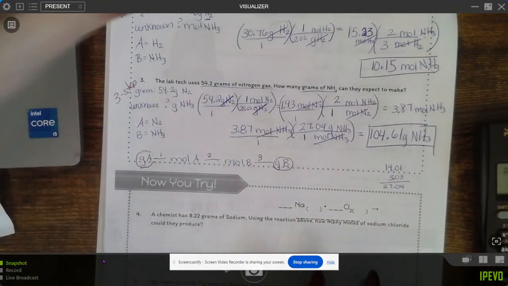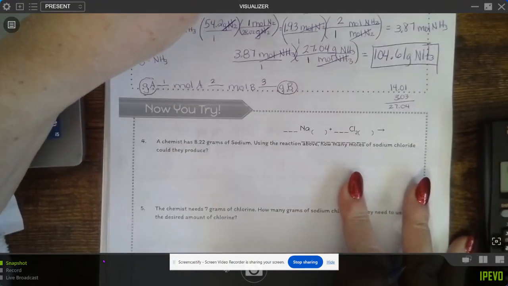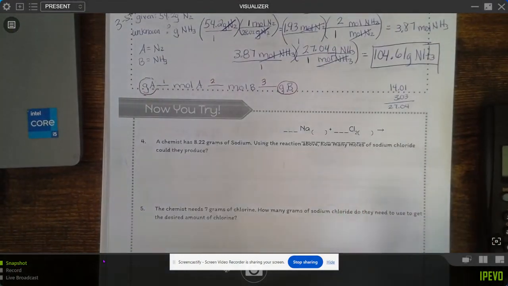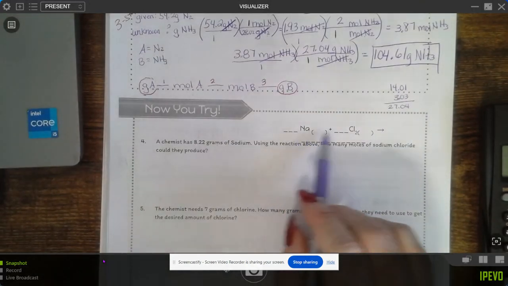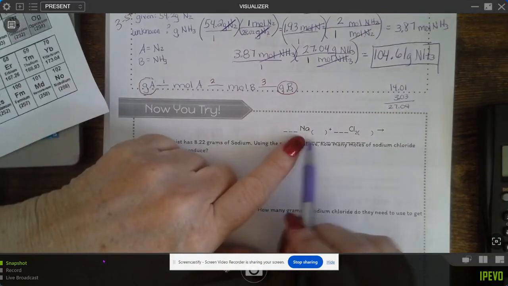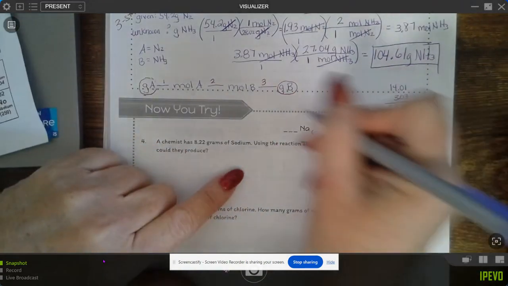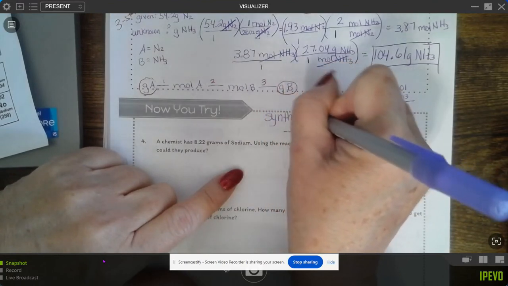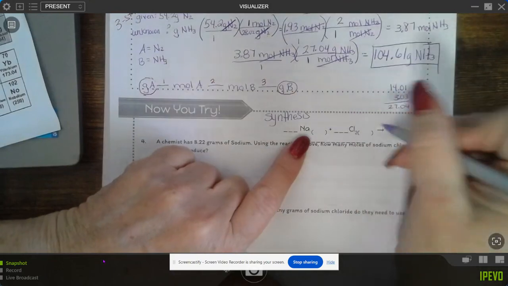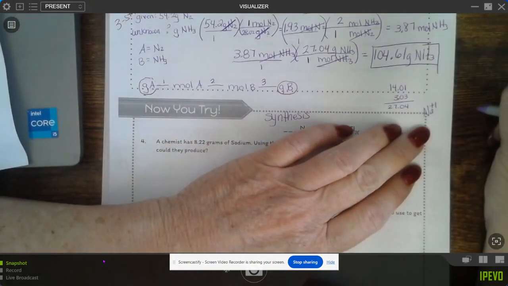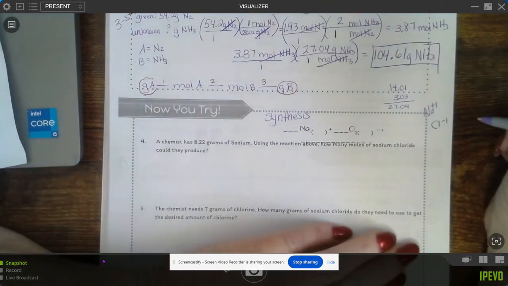All right, I'm going to go ahead and work through these that I want you to try. So this gives you the reaction. You have to predict the products. We have sodium plus chlorine. Remember, that's going to be a synthesis reaction. When we combine things, we look at the charges. Sodium forms a +1 ion. Chlorine forms a -1 ion.